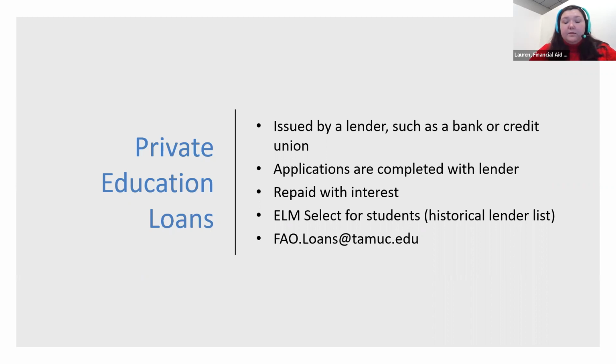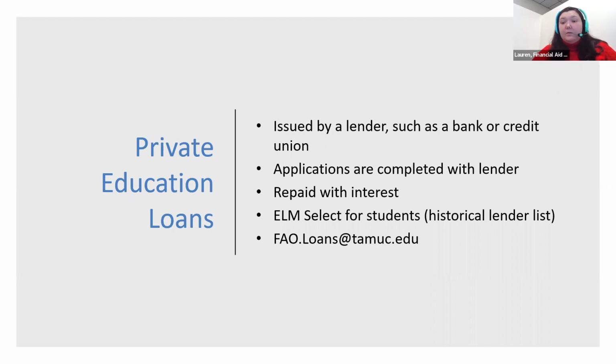In order to help students find private education loans, we have a whole web page on our website that is just for private education loans. It has a link that says help finding private education loans. Right under that, there's a link in blue that says Elm Select for students. This is our historical lender list for private education loans that students have taken out in the past. If you're wanting to look into getting a private education loan, that would be a good place to start, because it will help you see what students have completed and been able to use for funding in the past.